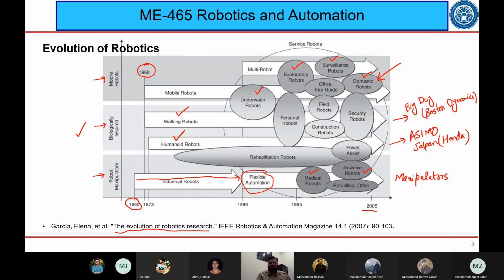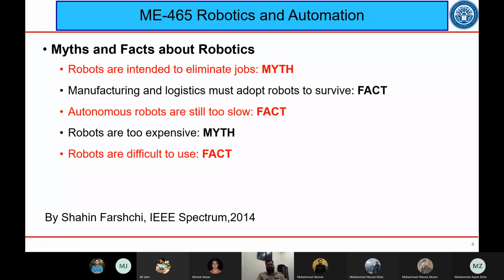And you will be able to remember things quite easily. So we had discussed all this. This is the research which has been carried out by Garcia and some of his colleagues in 2007. They came up with this research, and I took this from there.